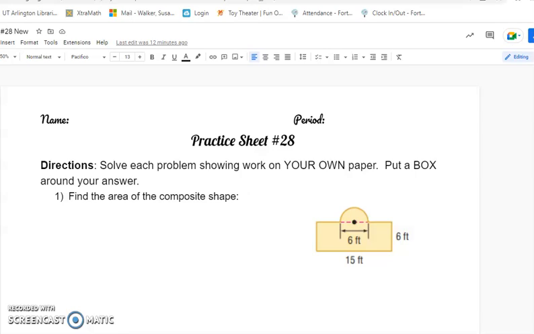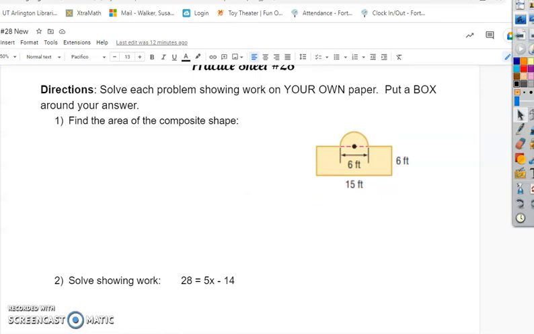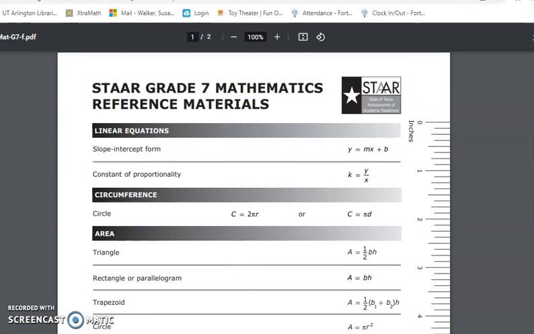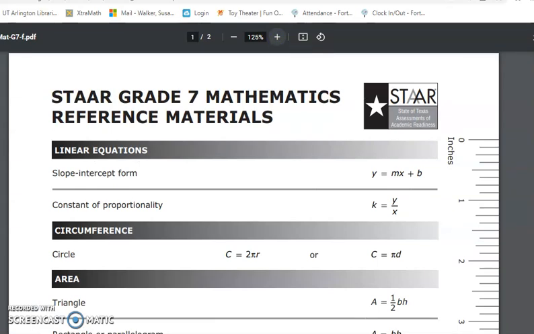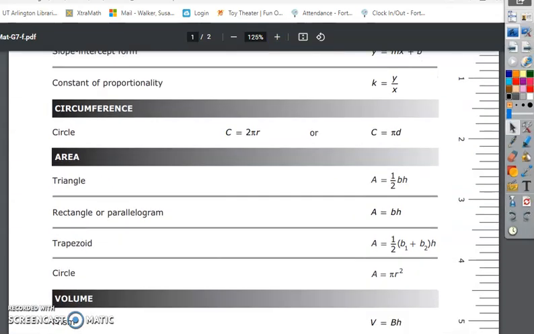Guys, we are working on practice sheet 27. So we're going to start with area of the composite figure. Please make sure you have your formula chart out and that we are looking at the correct formulas. Do not use the C formula, that's circumference. I want area, okay? Area of a circle, an area of a rectangle, or parallelogram, okay?